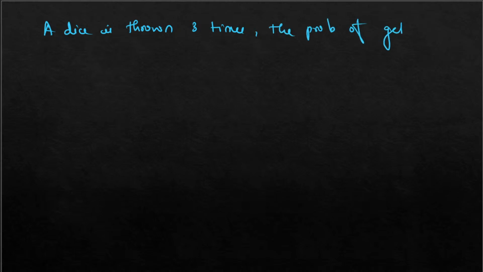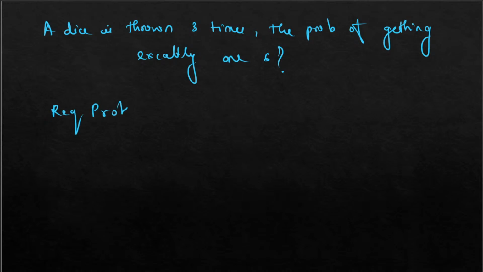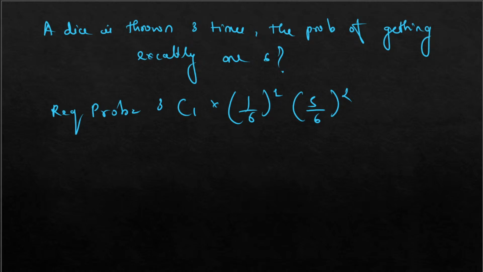Of probability: a dice is thrown 3 times, the probability of getting exactly one 6. So the required probability is 3C1 into 1/6 into (5/6) square, which is 75/216, which is 25/72, which is 0.347, because it is 3 times.